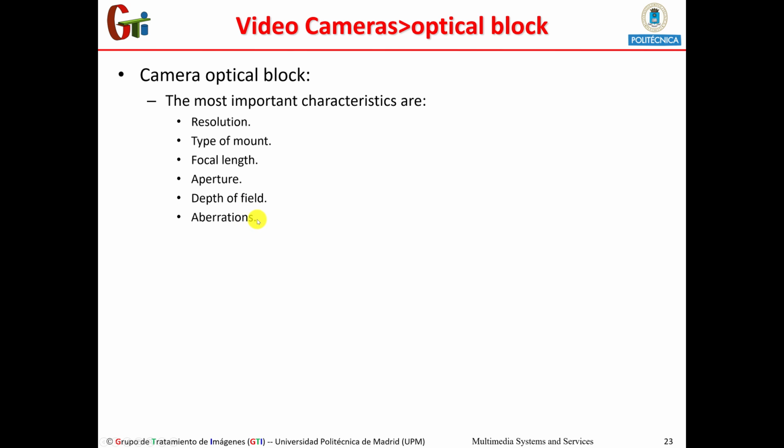We will describe in more detail especially the last four, and for the first two, the resolution and type of mount, I'm going to give a couple of comments. Regarding resolution, this is somewhat strange because you are familiar that a camera sensor has a resolution. The higher the resolution, the higher the detail that you can appreciate in the captured image, the objects inside the captured image. But how is it possible that a lens, that an optical block has also resolution?